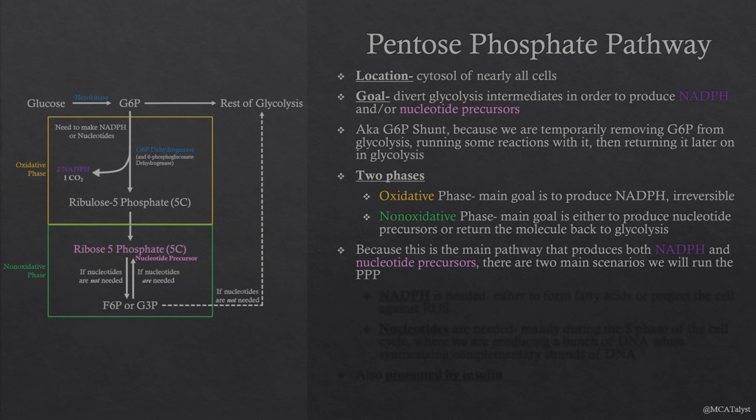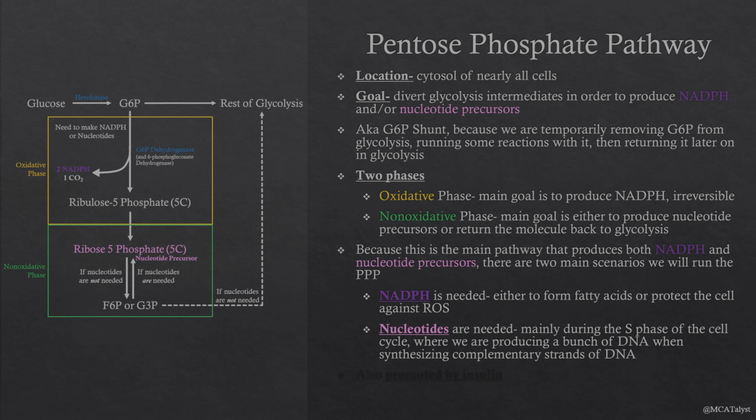So because this is the main pathway that is producing both NADPH and nucleotide precursors, this sets up two main scenarios where we're going to need the pentose phosphate pathway. The first is, of course, if we need NADPH, because NADPH is used to form fatty acids if this is a liver or a fat cell, but also all cells are going to need protection from ROS as well. So that's the first reason that we'll run the pentose phosphate pathway. The second, of course, is whenever we need nucleotides.